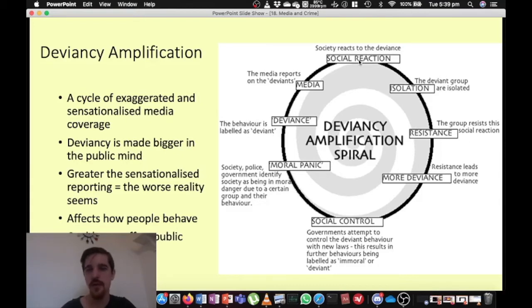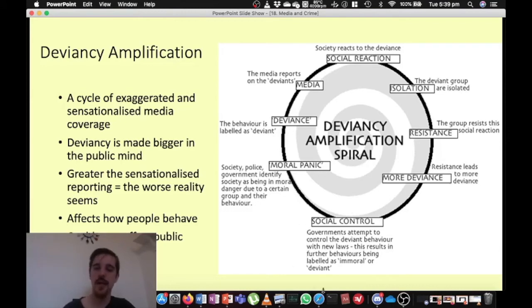Society reacts to the deviant. So let's say a bunch of youths in school uniform rob a chicken shop. Let's be stereotypical here. The deviant group then are isolated. Then the group resists the social action, which leads to people rebelling against that, and that leads to more deviance. So think, this is now leading into rioting.